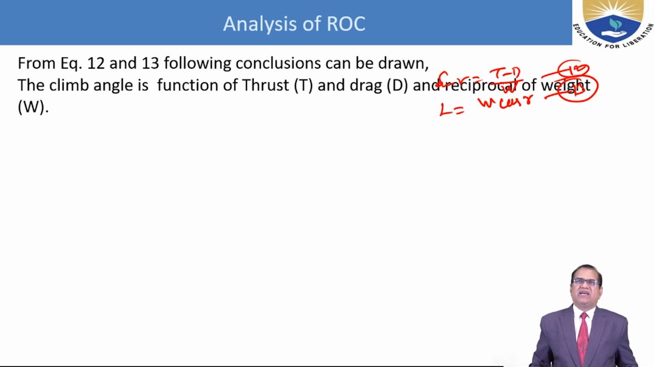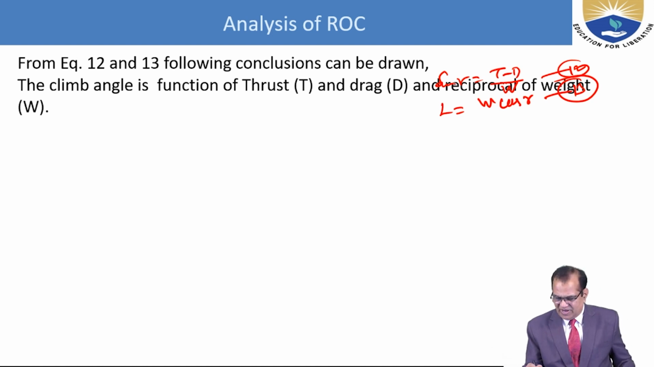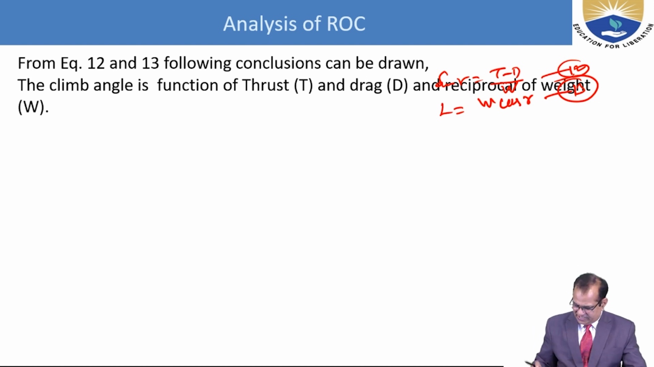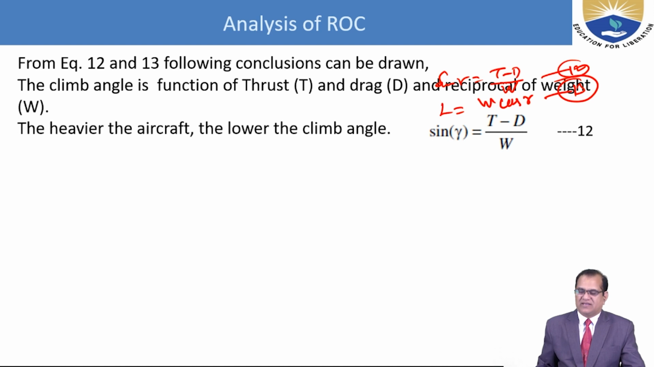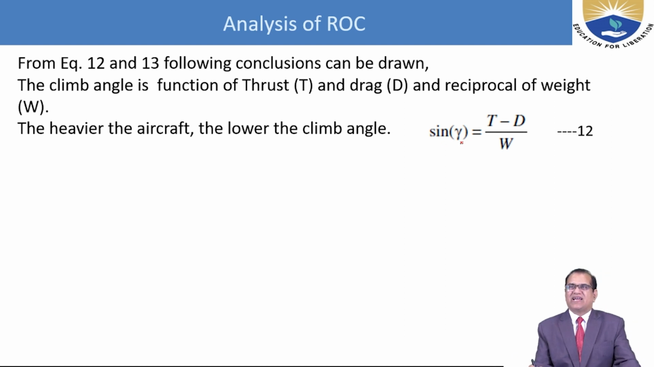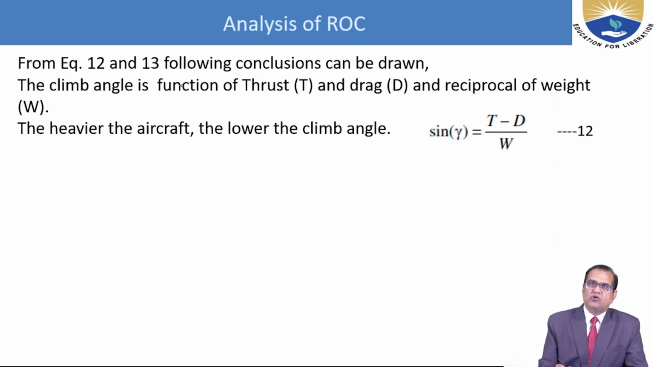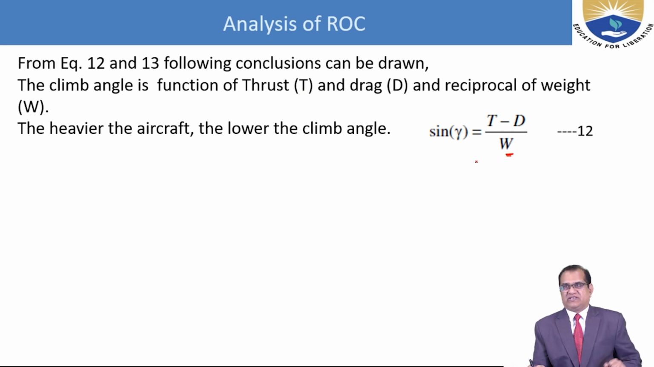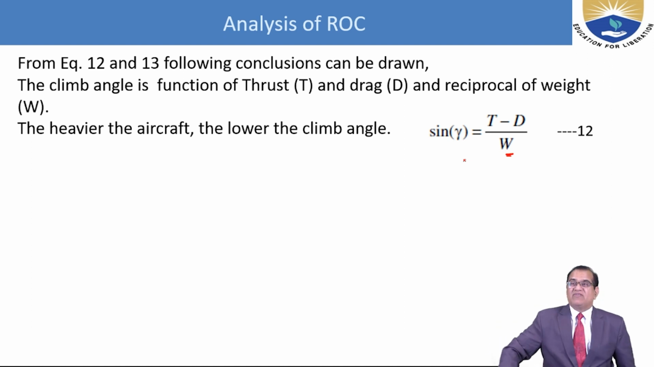The climb angle is a function of the thrust and the drag. This sin gamma is a function of the thrust and the drag, and the reciprocal of the weight W. We can see here that sin gamma is equal to T minus D by W. So this climb angle sin gamma is directly proportional to the thrust minus the drag and the reciprocal of the weight. So if weight is more, climb angle will be less.